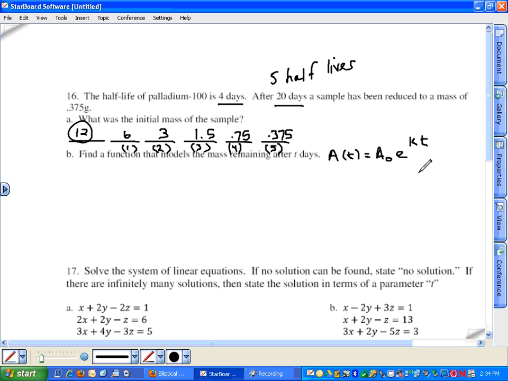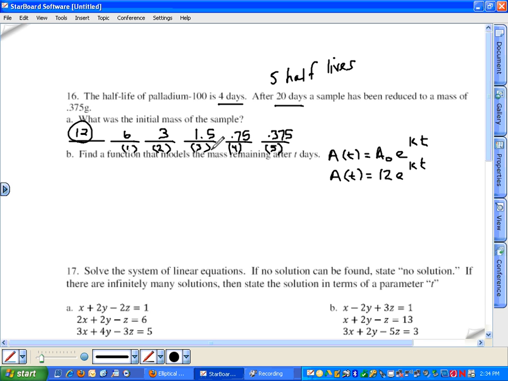Now, we know the original amount now. What we need to find is the value of k, that stands for the growth constant, and we'll be able to write our function. So right now we have that A of t, the amount at time t, is equal to 12 times e to the kt.